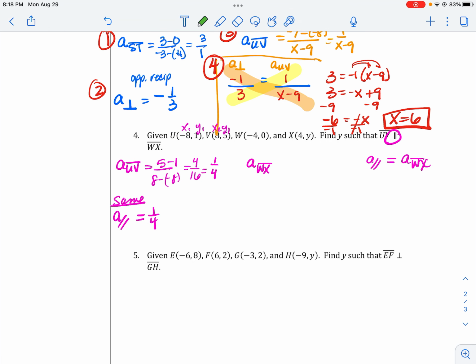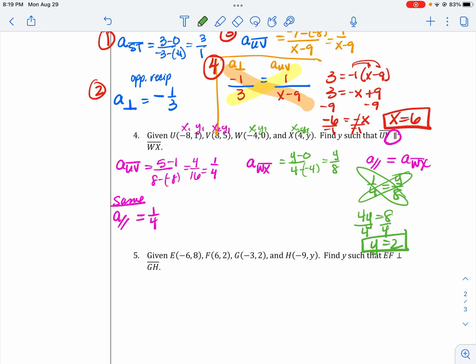Now I need to find an expression for the other line. x1, y1, x2, y2. So that is y minus 0 over 4 minus a negative 4. That's y over 8. So that's 1 over 4 equals y over 8. So we multiply those. 4y equals 8. Then we divide. Y is 2.